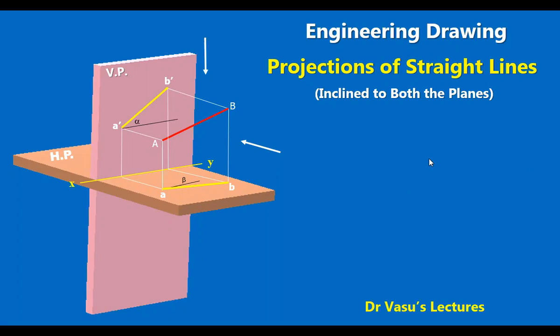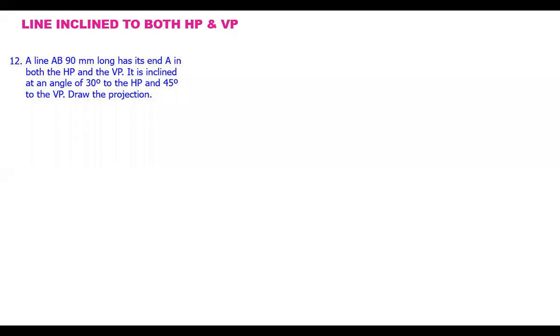I'm your Dr. Vasu. We are seeing the lines inclined to both the reference planes. Here is one more problem. A line AB 90 mm long, that is true length is given, has its end A in both HP and VP. It's a typical problem.